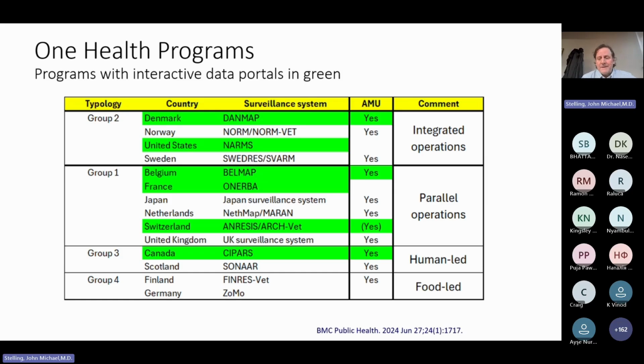The group that I put at the top is the one that's the highest degree of integration. There's one database.